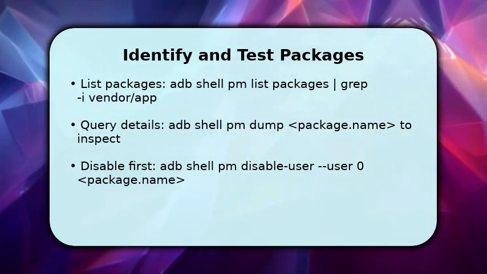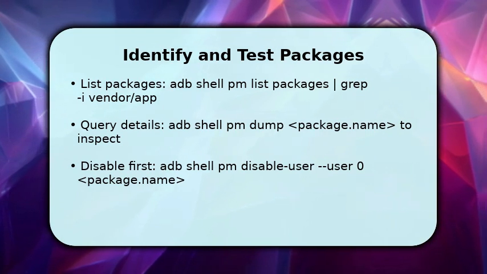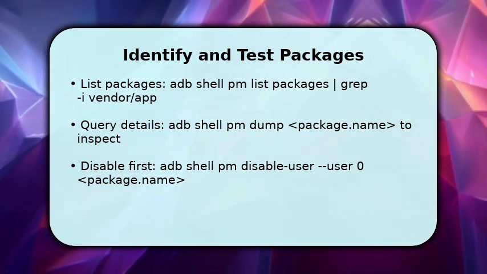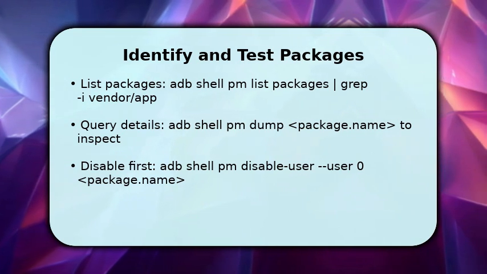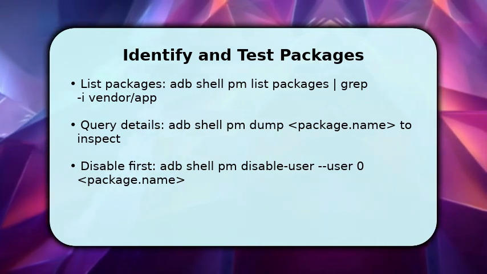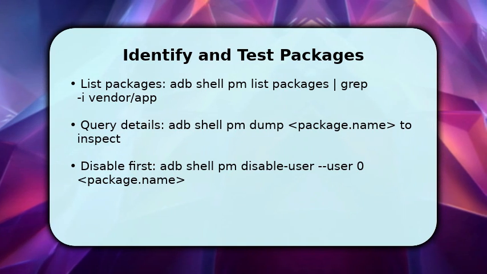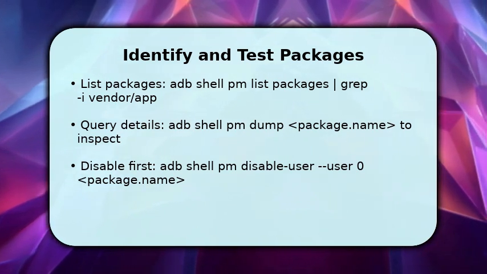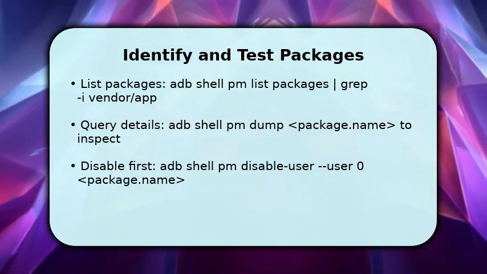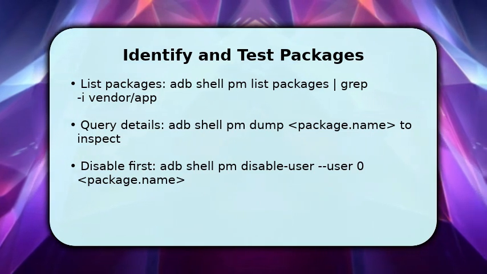Once identified, disable the package first using pm disable-user --user 0 to test behavior without uninstalling. Observe system stability and app dependencies for a few minutes. If the phone behaves normally, you have confirmed the target and can proceed to permanent removal safely.